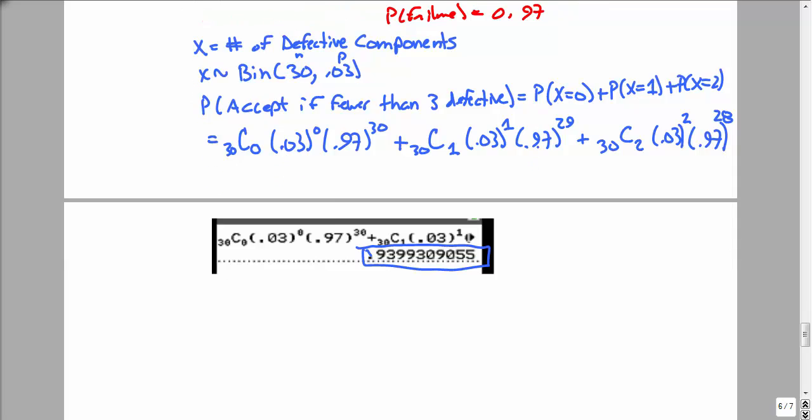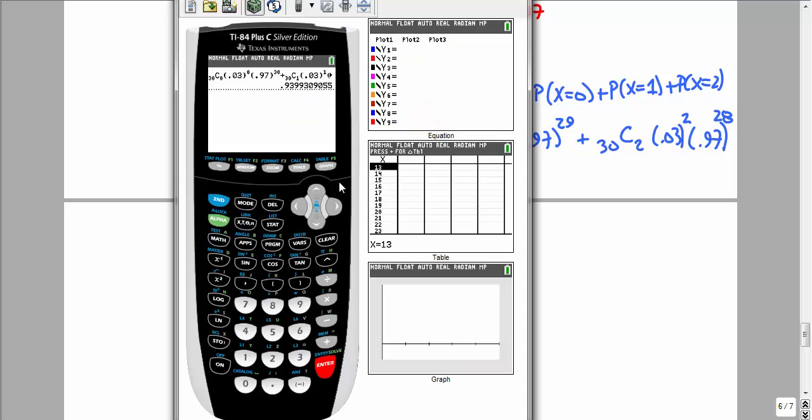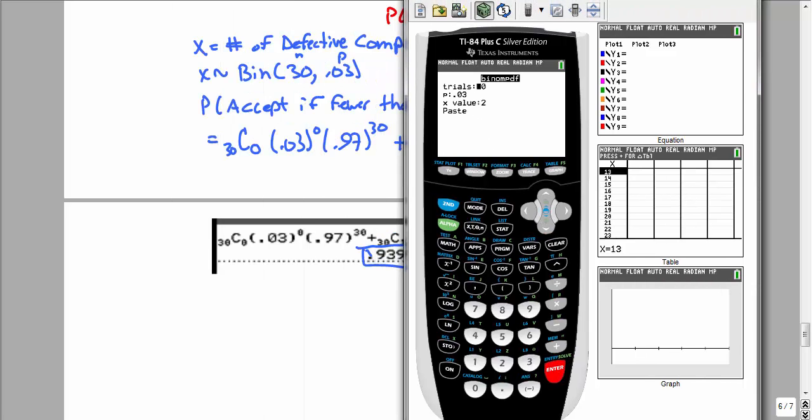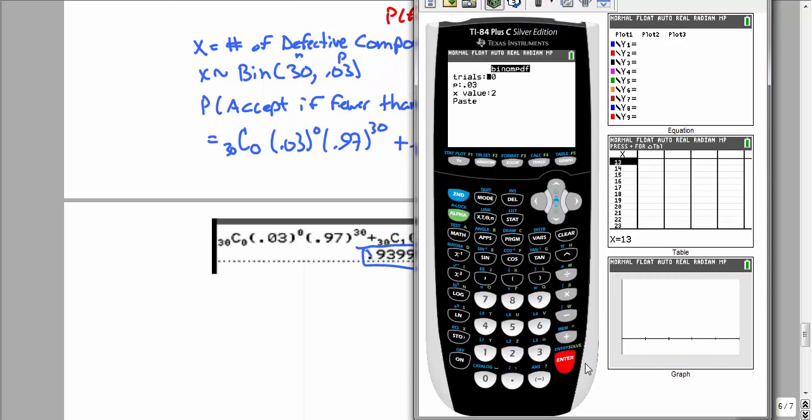Now another way to do the same problem is to look at the binomial distribution on your calculator. So let's clear this out, and we're going to go to second distribution. We'll go down to the binomial PDF. And remember, we don't want to choose CDF. That has a different meaning. We just want the binomial PDF. Our sample size is 30. The probability of a defective component is 0.03. And we want to start with an x value of 0. Go ahead and enter.